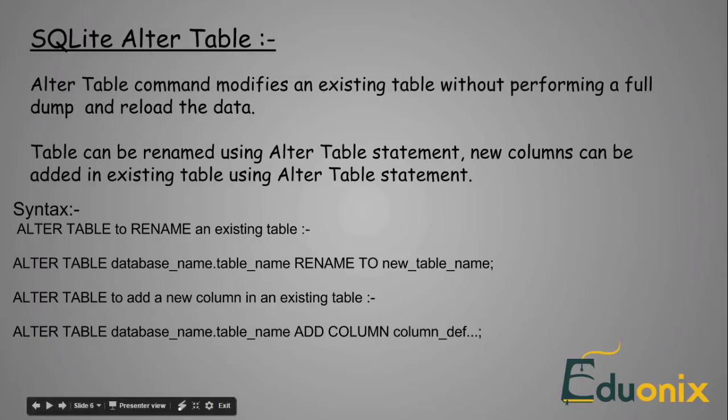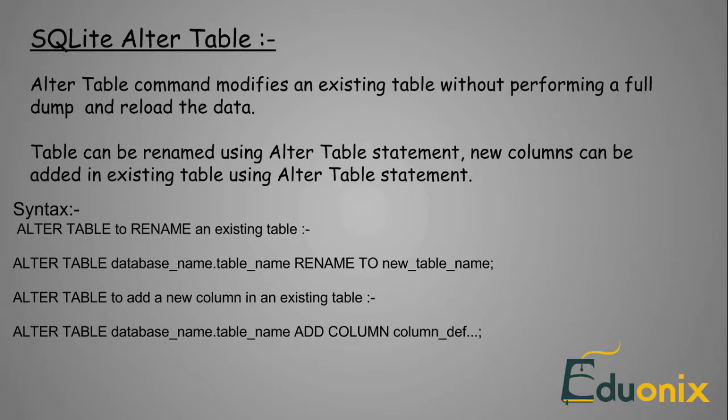Next is the SQLite alter table command. The alter table command modifies an existing table without performing a full dump or reload of the data. A table can be renamed using the alter table statement. New columns can also be added into the existing table without disturbing the existing structure of the table.